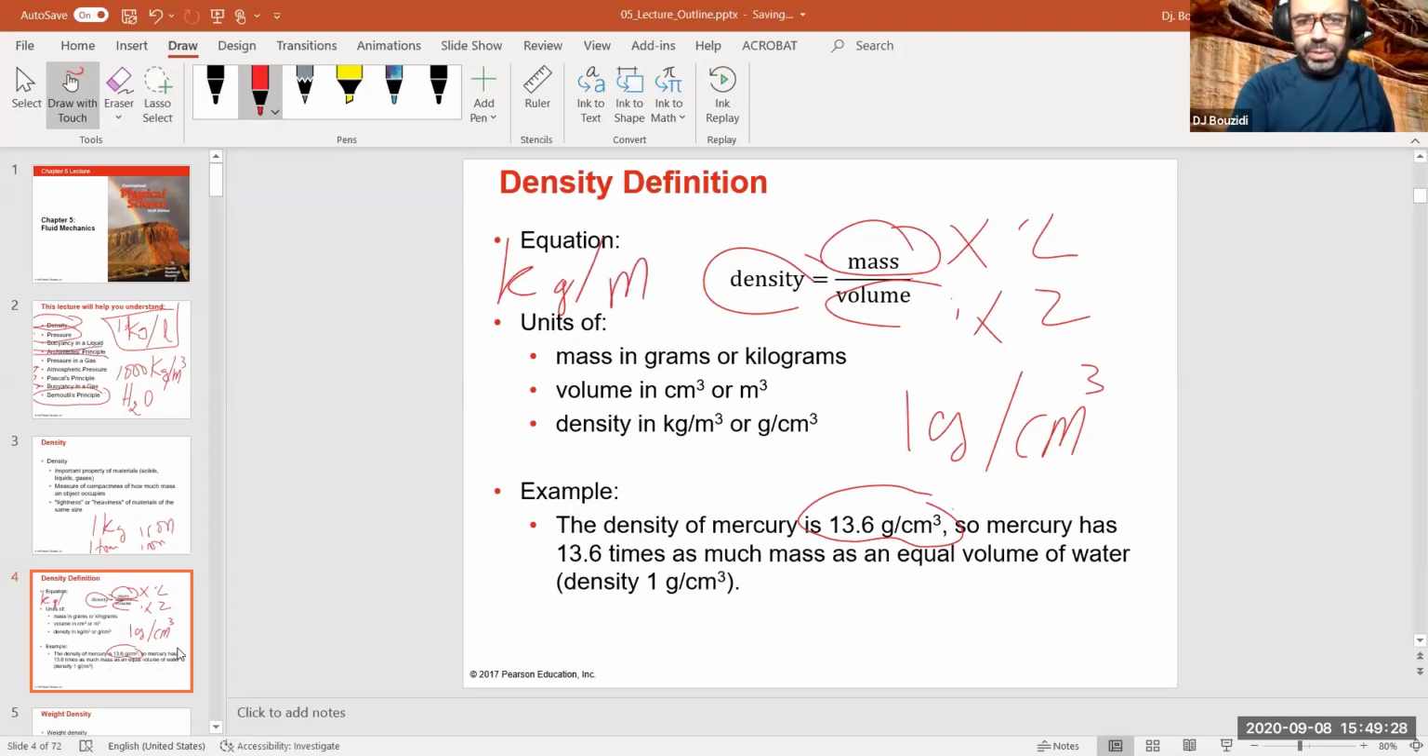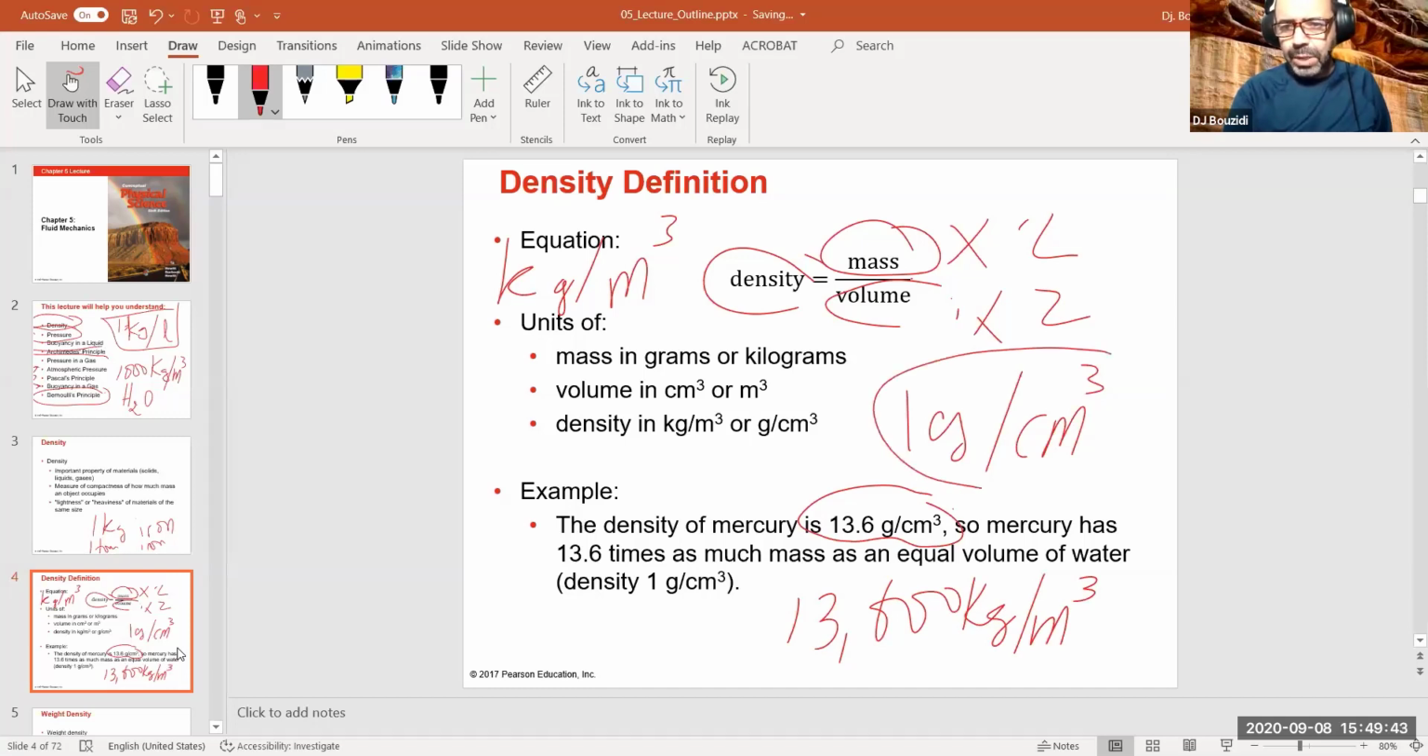The standard unit for density is actually kilogram per cubic meter. But you will find that this number is usually big. For example, for mercury, it's going to be 13,600 kilograms per cubic meter. That's a big number. So instead, people use gram per cubic centimeter, because 13.6 is better than 13,600 kilograms per cubic meter. That's a big number, because a cubic meter is a big thing.